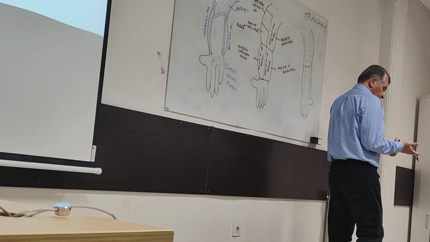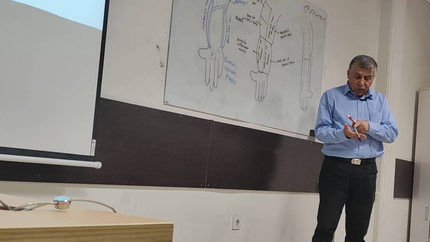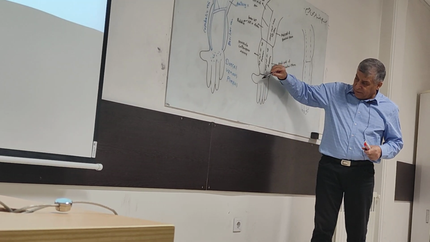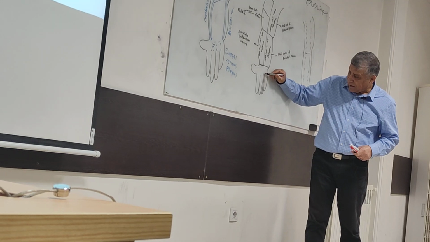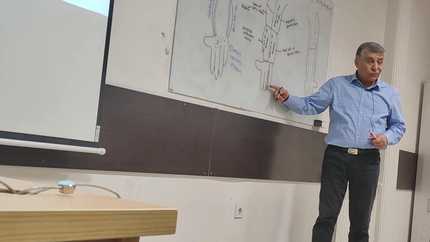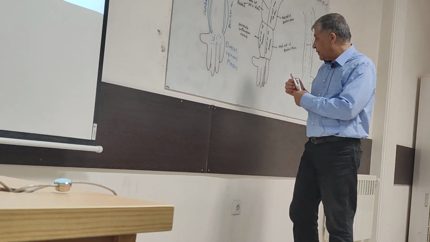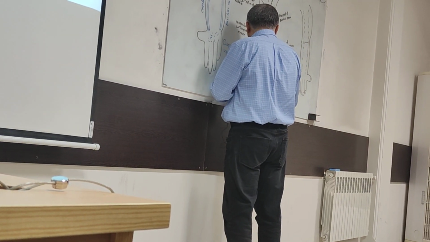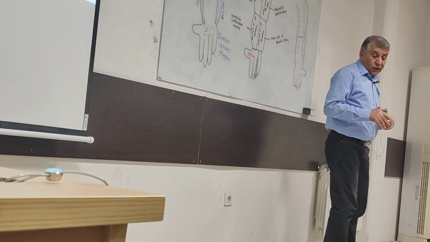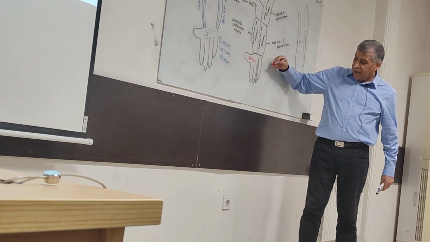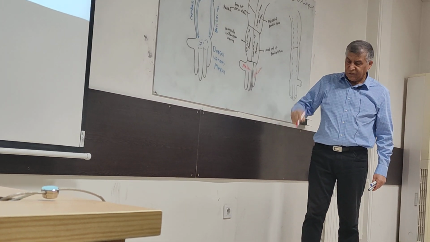Palmar surface of the hand. The palmar surface is divided into two parts. The 3.5 fingers laterally are innervated by the median nerve. The 1.5 medially are innervated by the ulnar nerve.